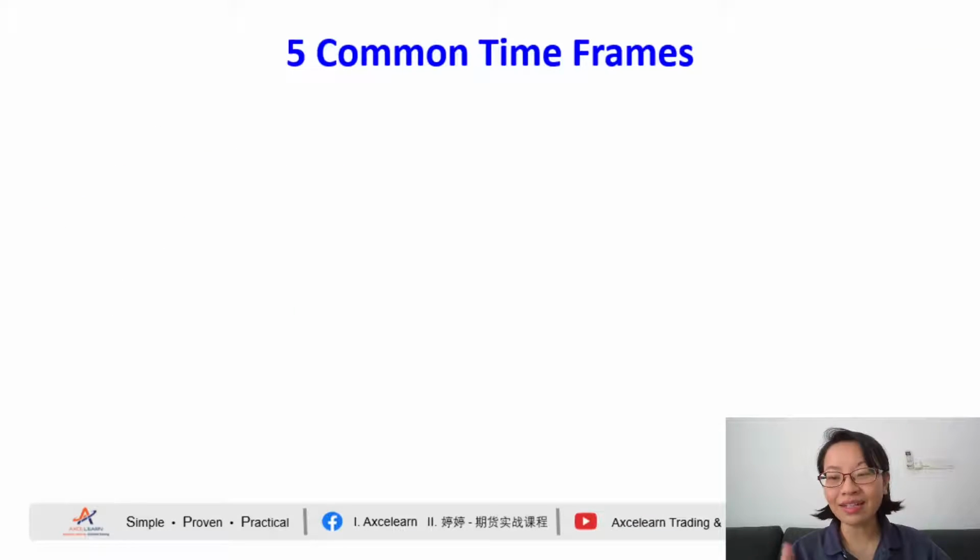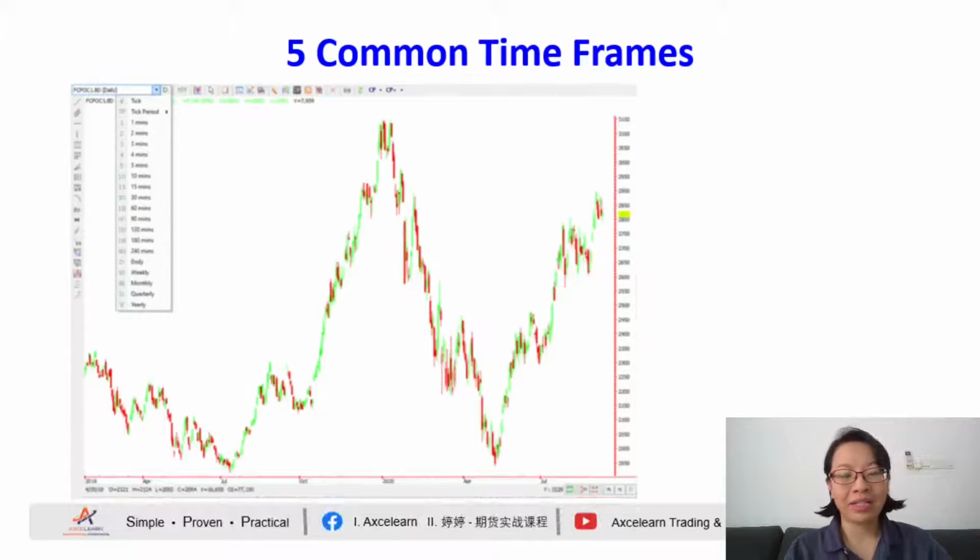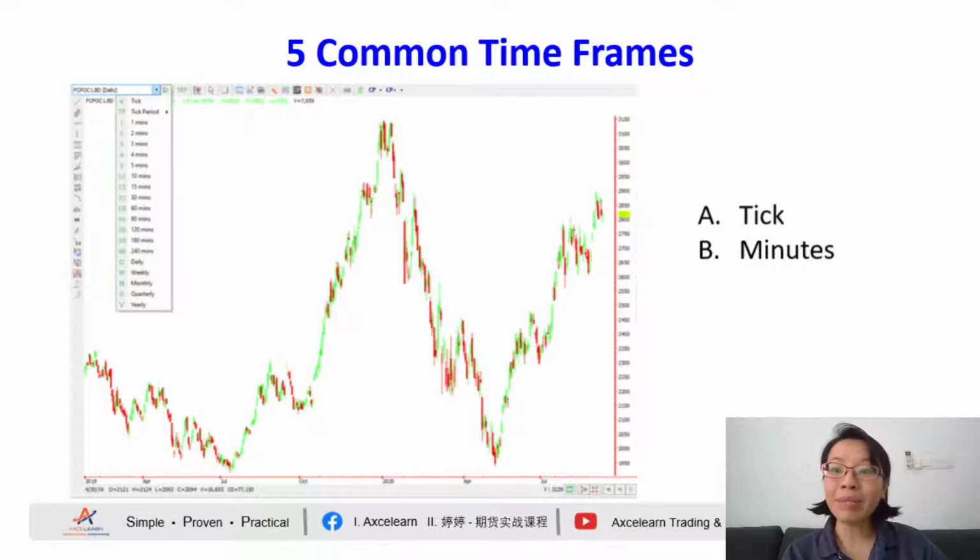Now, before that, let us understand what are the 5 common time frames available. During your analysis, we have these 5 common time frames. The first one is tick chart. Tick chart meaning every movement, whether it's a buy or sell, so long as there's a price movement, we consider as a tick chart. Second one is minute or minutes.